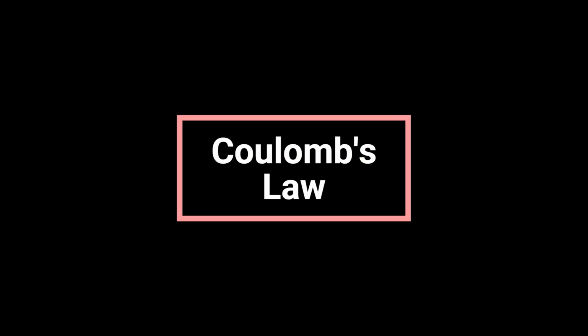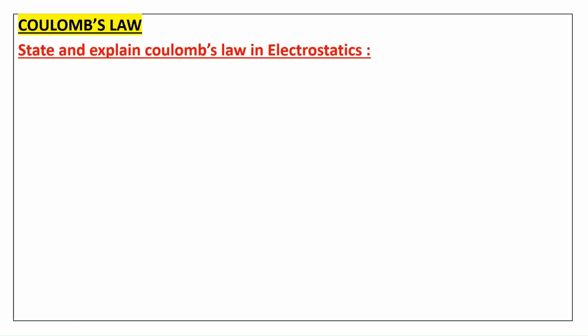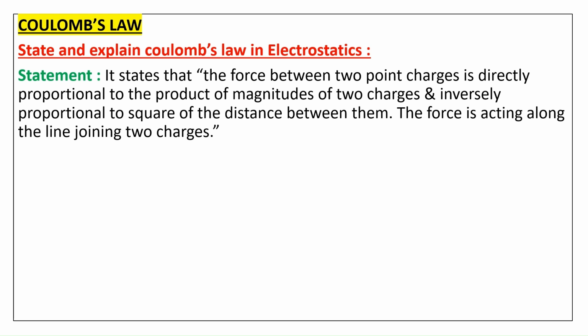Next, Coulomb's law. State and explain Coulomb's law in electrostatics. Statement: It states that the force between two point charges is directly proportional to the product of magnitudes of the two charges and inversely proportional to the square of the distance between them. The force acts along the line joining the two charges. F is equal to 1 by 4 pi epsilon naught into Q1 Q2 by R square.